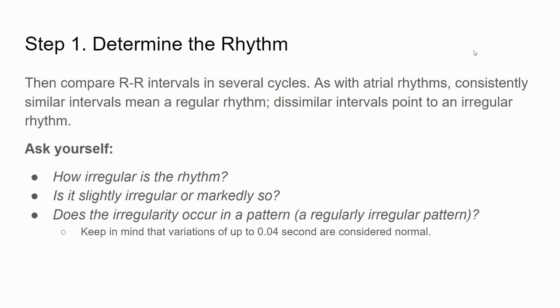So the things we're going to ask ourselves in step 1 when determining the rhythm: is the rhythm regular? Yes, okay, great. If the rhythm is irregular, how irregular is the rhythm? Is it slightly irregular or markedly so? Does the irregularity occur in a pattern, a regularly irregular pattern? And one thing, it's normal to have some variations of 0.04, which is one little tiny box. So is the rhythm regular? Is it irregular? Is it irregularly irregular or regularly irregular?